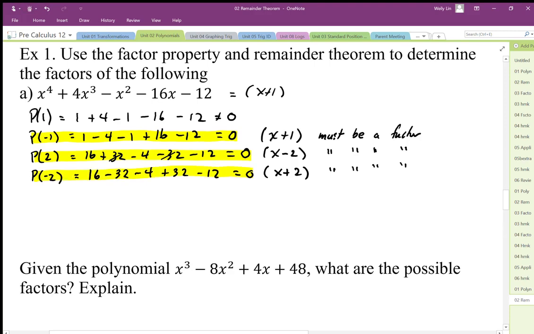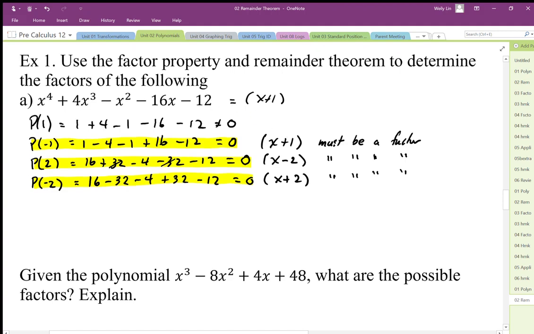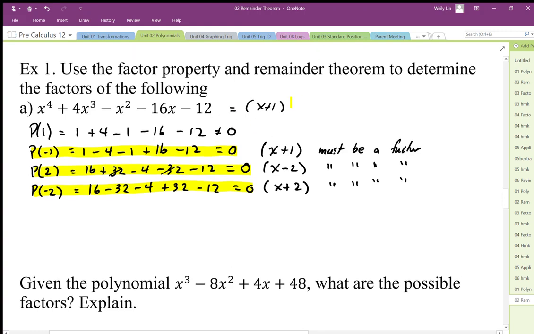In fact, I can kind of guess what that last one is because I know that these factors multiplied together. So I'm just going to write it out. x plus 1, x minus 2, x plus 2. When I multiply the last numbers together, 1 times 2 times negative 2, I get negative 4. I need to get negative 12, so I know that the next factor must be plus 3 to be able to get that negative 12 at the end.